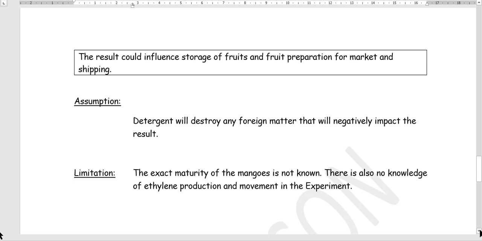And the limitation refers to conditions which cannot be controlled in the experiment. And these may, of course, affect the result of the experiment. Here our limitations are that the exact maturity of the mangoes is not known. There is also no knowledge of ethylene production and movement in the experiment. You'd understand that ethylene is pretty much that ripening gas, and in some cases it's coming from the fruit itself, and of course nicely used to get fruits to ripen very quickly.